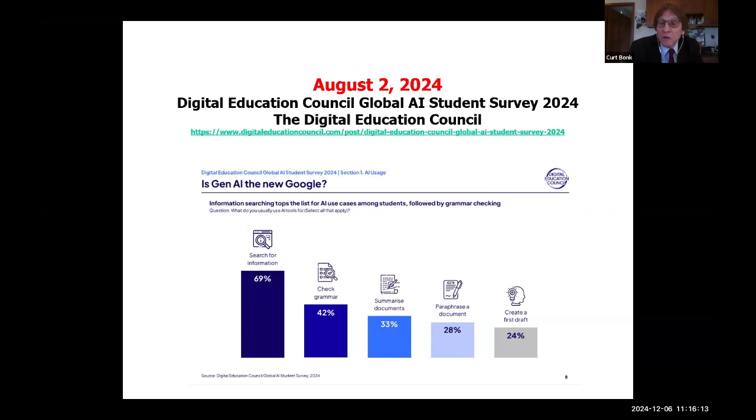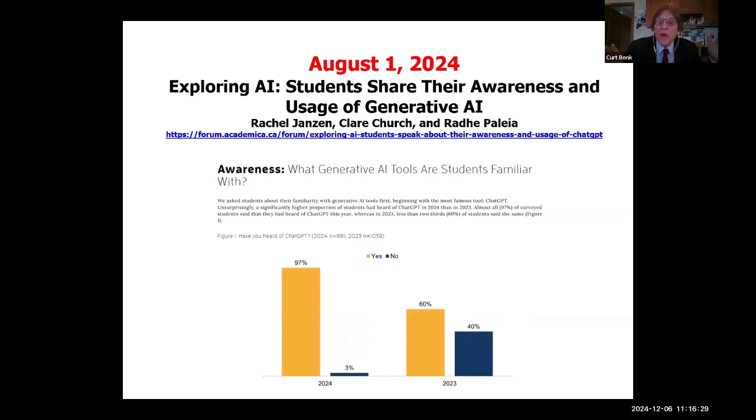What are they doing with it? It's replacing Google. They're searching for information. They're doing grammar checking, summarizing documents, paraphrasing documents, and creating different drafts of what they're working on. They're becoming more aware of these tools.